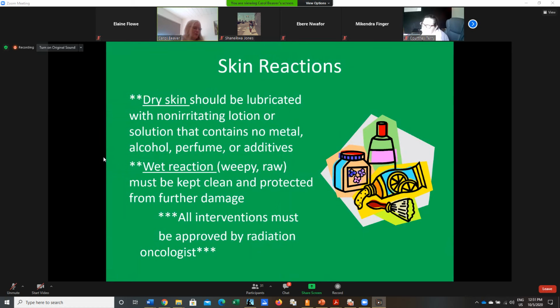The dry skin should be lubricated with non-irritating lotion or solution that contains no metal or alcohol or perfume or additives. And the wet reaction, it's weepy and raw. You have to keep it clean and protect it from further damage, and all interventions have to be approved by that radiation oncologist. Definitely remember that. You've got to know that the radiation oncologist is approving what you're using.